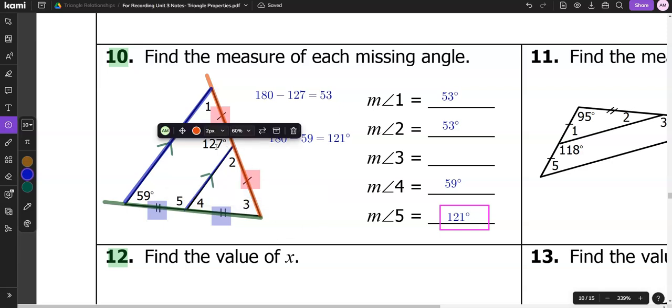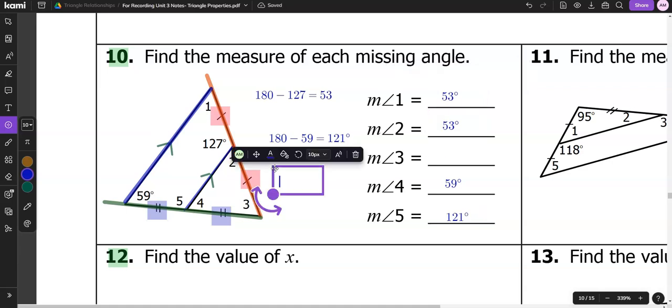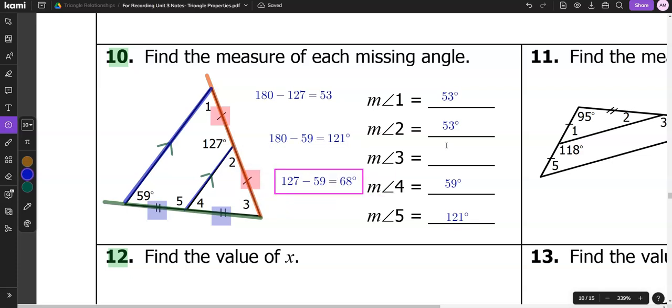We can remember that 127 is an exterior angle to this triangle, so it would be equal to angle 4 plus angle 3. And that would mean I just take 127, and I'm going to subtract angle 4, which is 59. And I'm going to get 68 degrees.